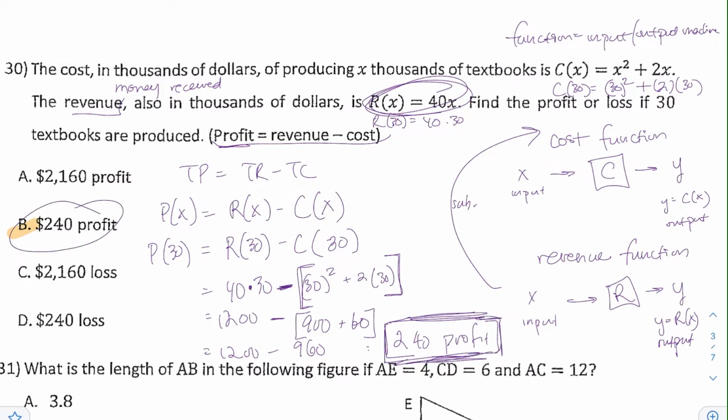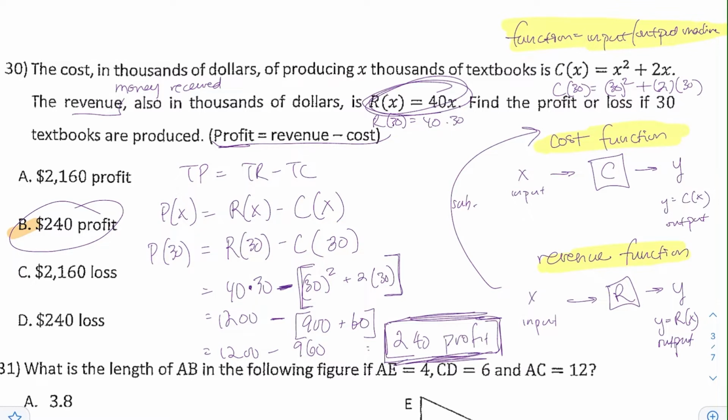And the answer is choice B. So for this problem, you have two functions, which are input-output machines. You have the cost function, how much it costs you to make 30 books, and the revenue function, which is how much money you get, the cash on hand, after a day or so, to figure out how much it's going to cost you each day to make 30 books or whatever.